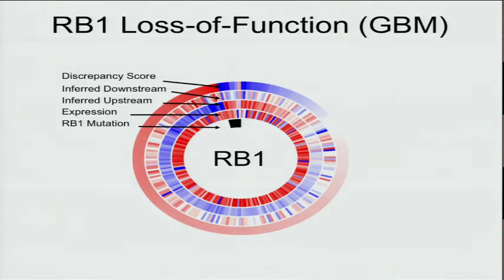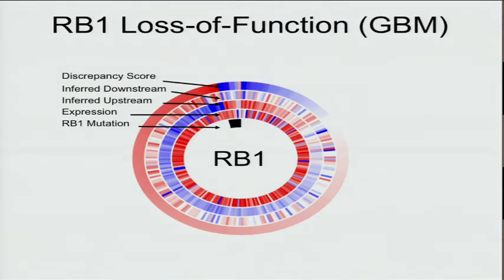Now I'm going to give an example of a real mutation, RB1 in GBM. This is a loss of function mutation, and this is a circle plot, and what it's showing is that the center ring shows you with the black ticks, those are mutated samples of RB1, and the rings outside of those, expression, the inferred upstream activity by Paradigm, the inferred downstream activity by Paradigm, and then the discrepancy score, which is just the difference between the inferred downstream and upstream activity.